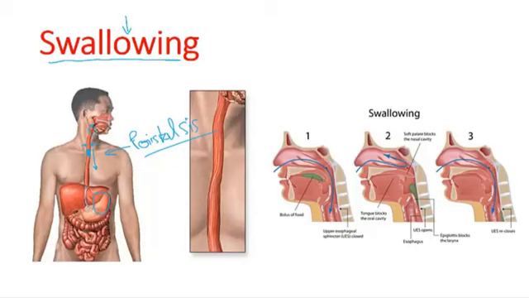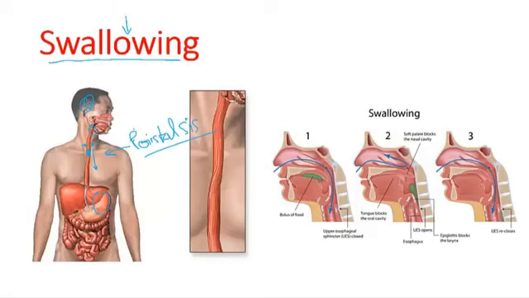Now swallowing begins voluntarily, but it is completed by reflexive activity, and reflexive activity is involuntary in nature. Now there are two types of peristalsis, primary and secondary. The primary peristalsis is controlled by the swallowing center in the brain. There is a specific center for that.